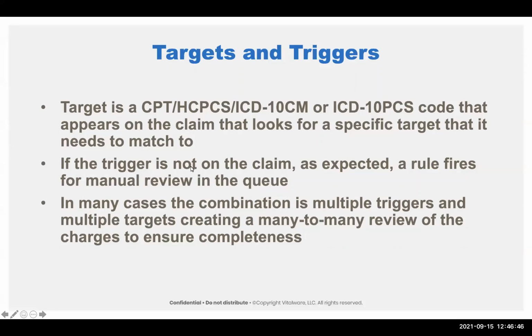So the key here is to get a trigger that is something that appears on the claim, and we'll look for a specific target. And if that target is not on the claim, then it will fire. So I do apologize for this slide. It is backwards. And Marie, I think we can update this and send it out.